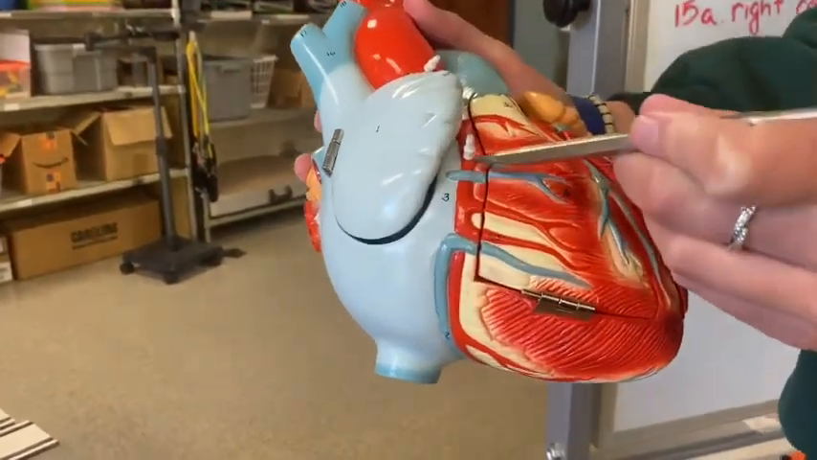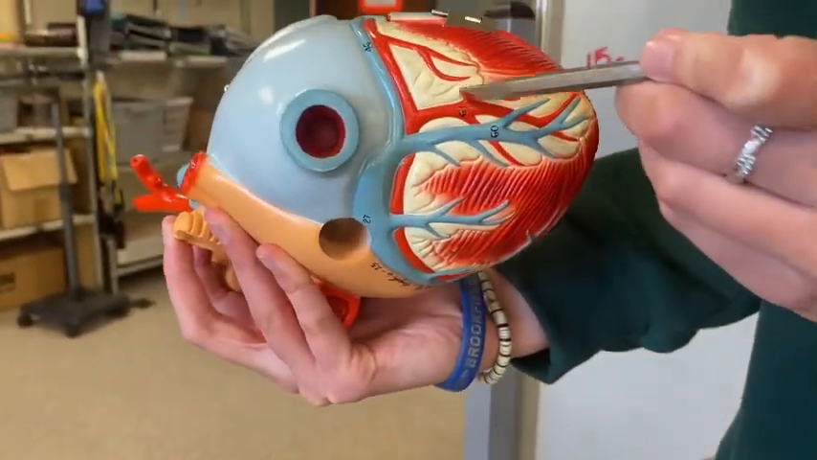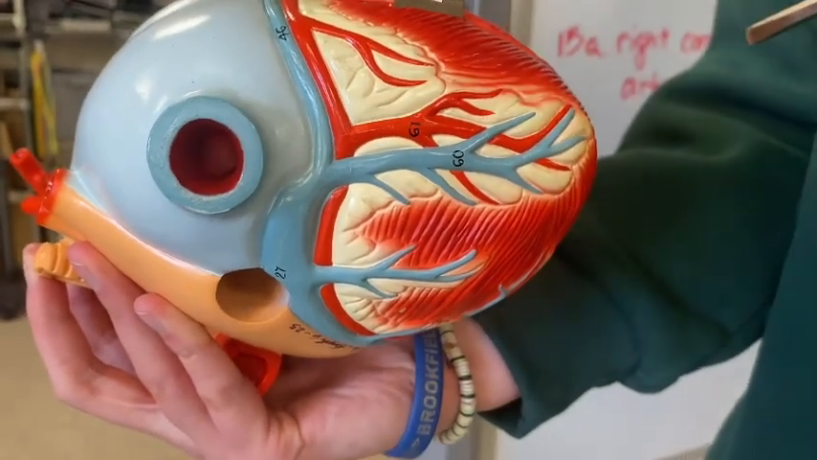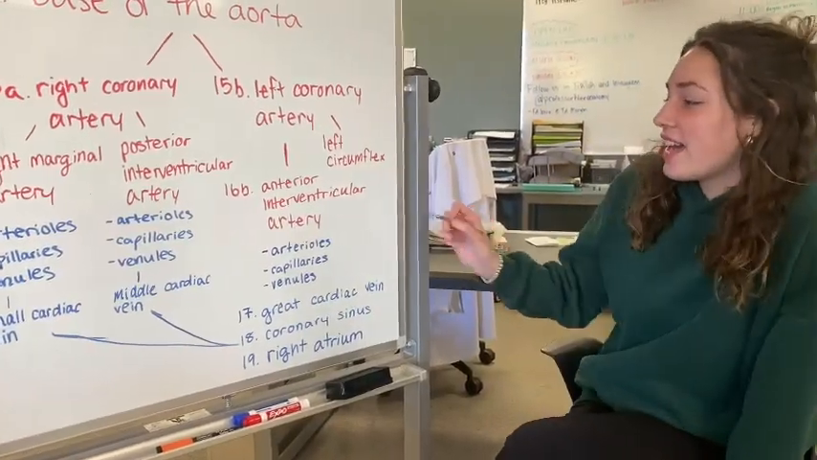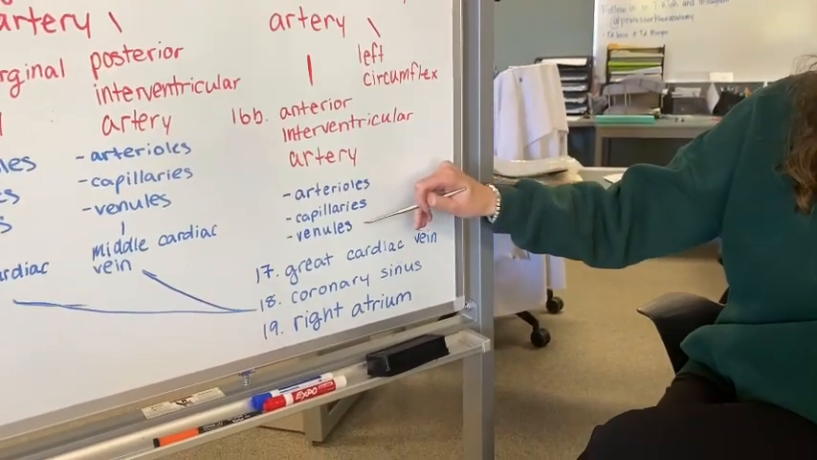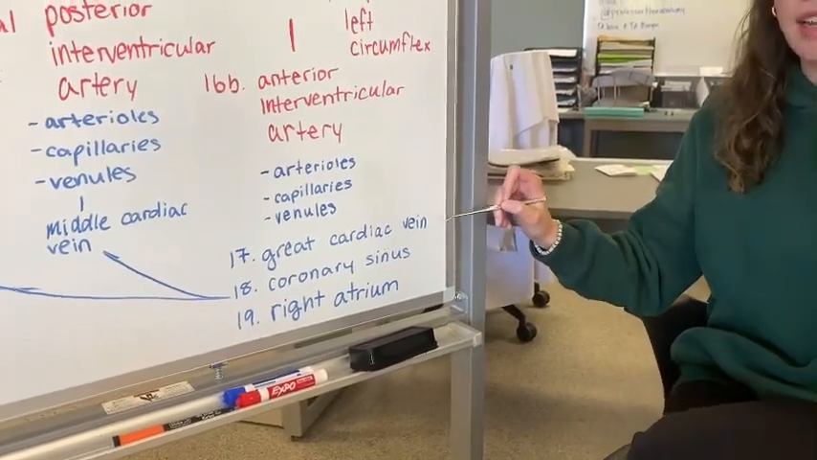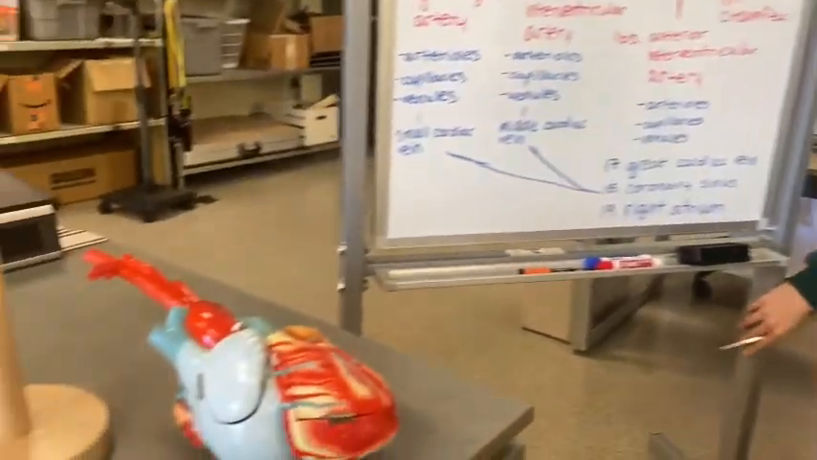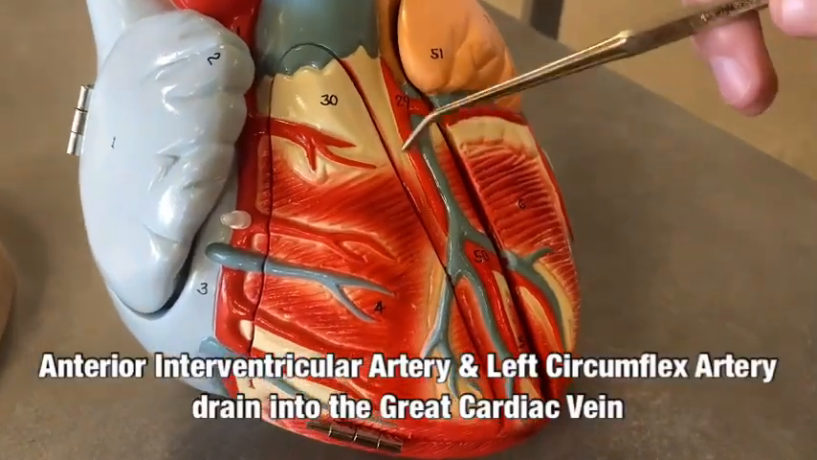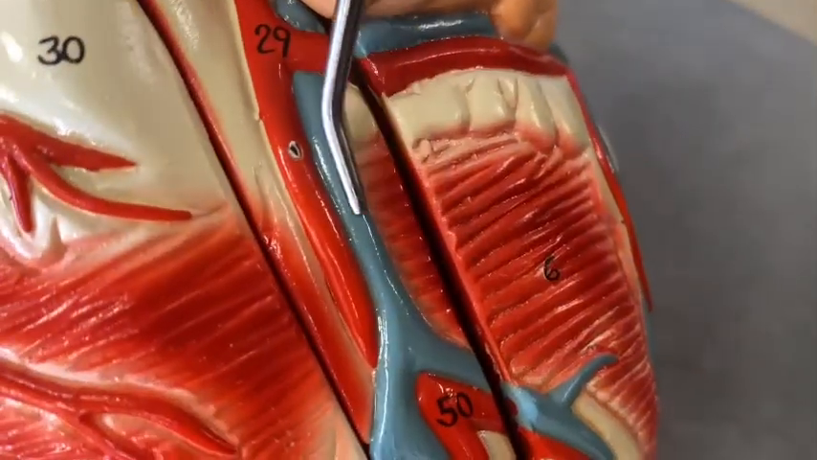All right, so if we follow the right coronary artery all the way down, it's going to branch off right here into the posterior interventricular artery. And then these 2 arteries are going to have arterioles, capillaries, and venules that will connect them to the great cardiac vein. So we'll show you on the heart over here. So this red here is the anterior interventricular, and you can see here that it's squished up right next to the great cardiac vein.